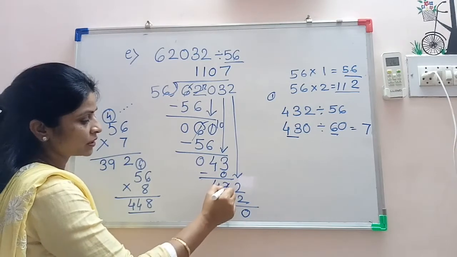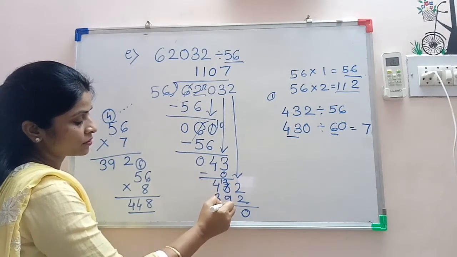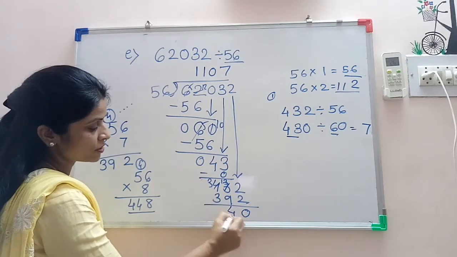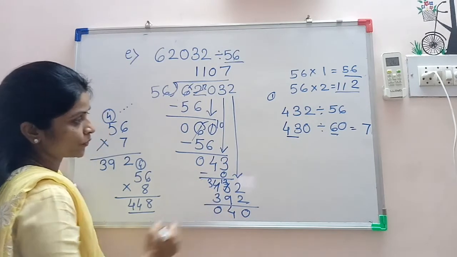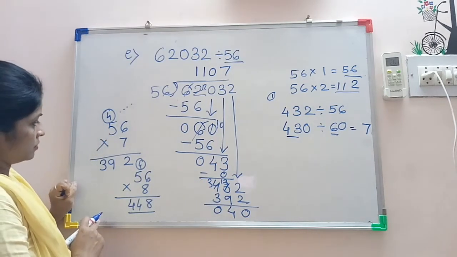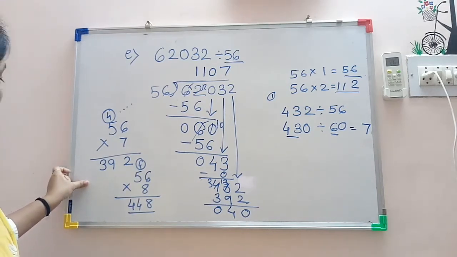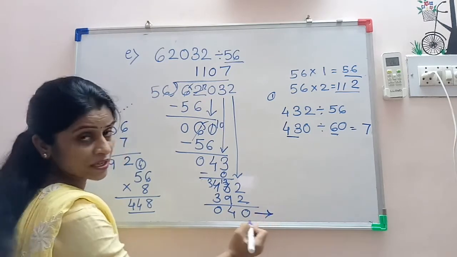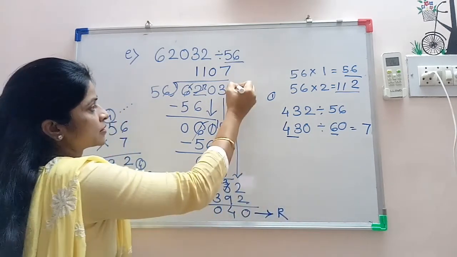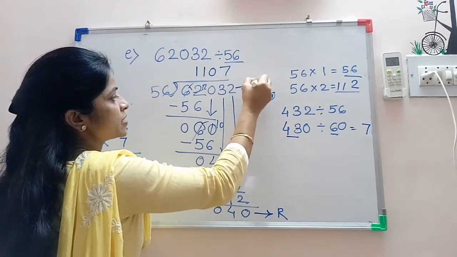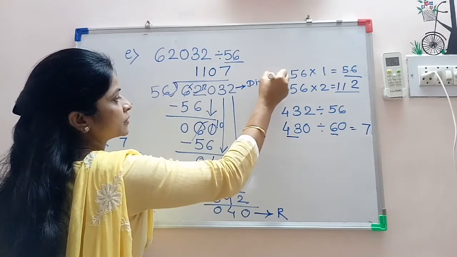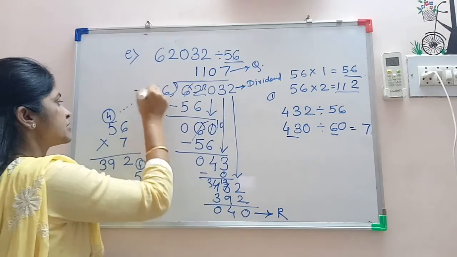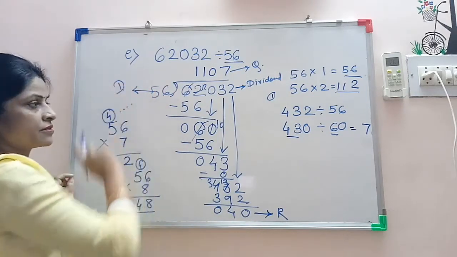Now 13 minus 9 is 4. Now this becomes 0. So 40 is the remainder. This is dividend. The answer is called quotient and this is divisor.